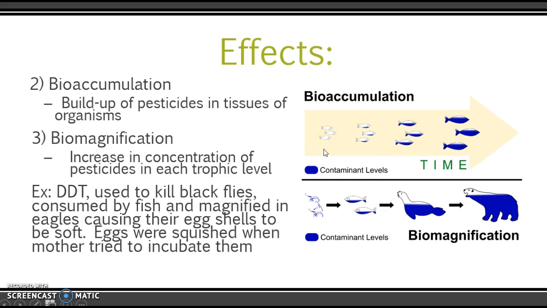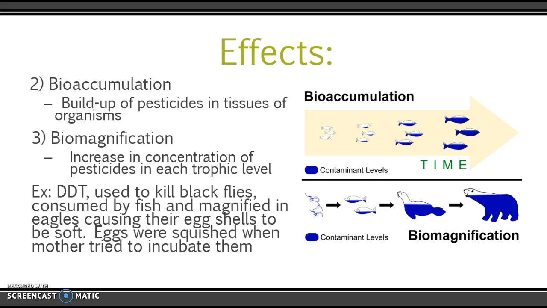Now, biomagnification is when the fish get eaten by a predator. And for each fish that that predator eats, they get even more of that pesticide. It becomes even more concentrated, and you're going to see, as your trophic levels increase, a higher amount of that body mass actually infected by that pesticide.